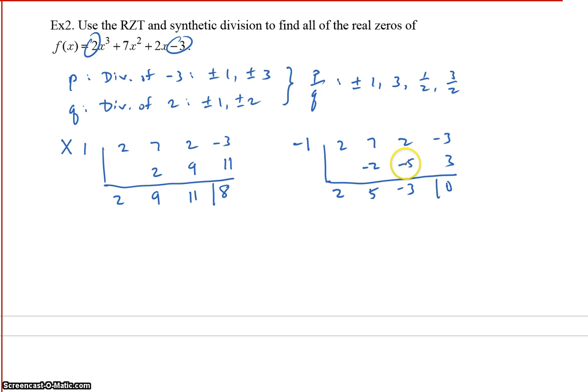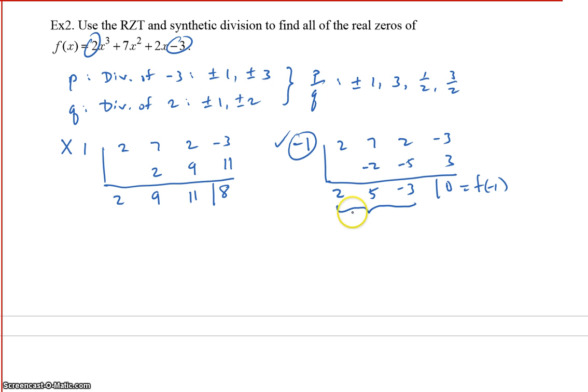So 0 is f of negative 1. Therefore, negative 1 is a zero of f. Now, we actually get 2 for the price of 1 here, actually 3 for the price of 1, because not only do we know that x plus 1 is a factor, so is the quotient that we see here.